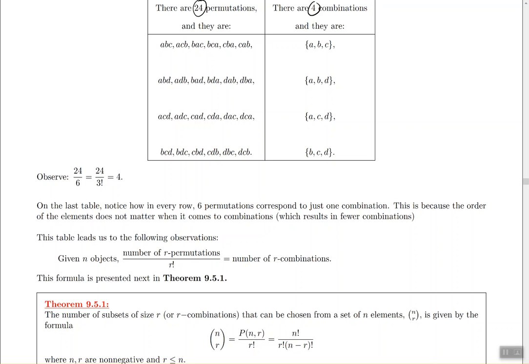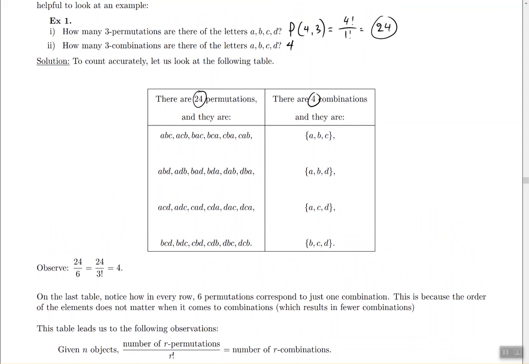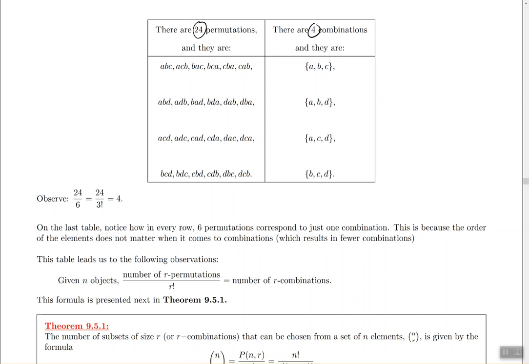So you may have noticed in example 1 that there's a relationship between the number of permutations and the number of combinations. In this case, to count the permutations, I could list all of them, or I can use a formula from the first section that we learned. And to learn the number of combinations, I can write down every possible combo, or I could just take the number of permutations and divide it by a special number. In this case, the number is 6.